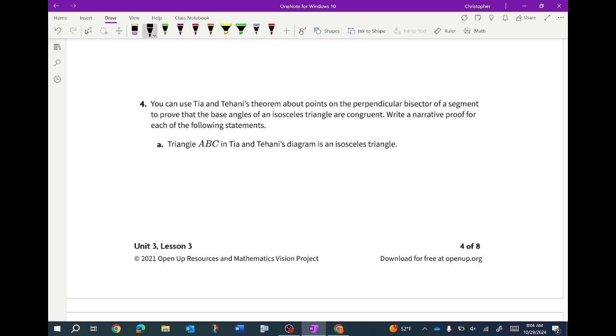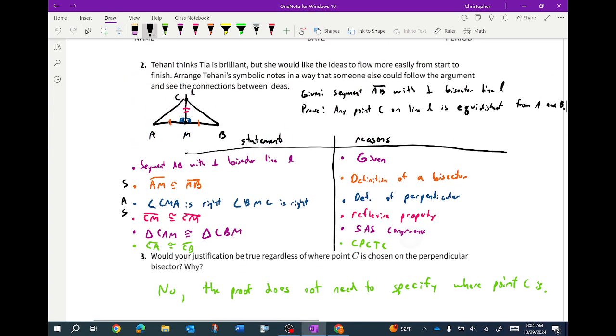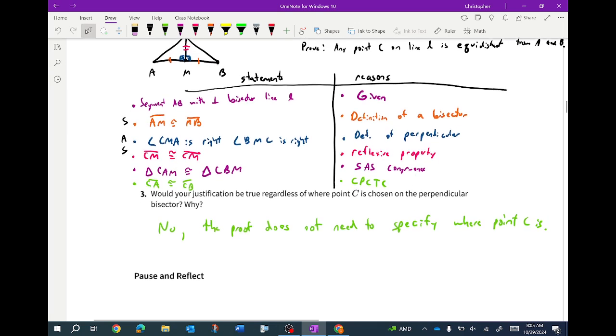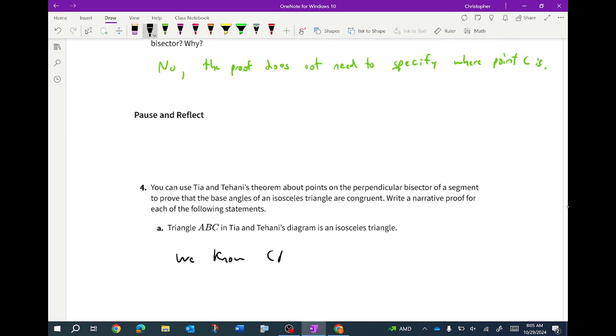Okay, so we know from our proof that CB and CA are congruent. We just proved it. Thus, triangle ABC must be isosceles.